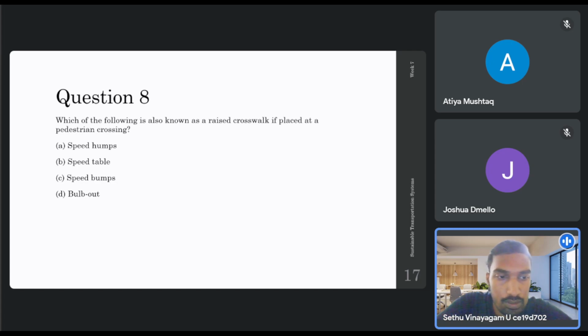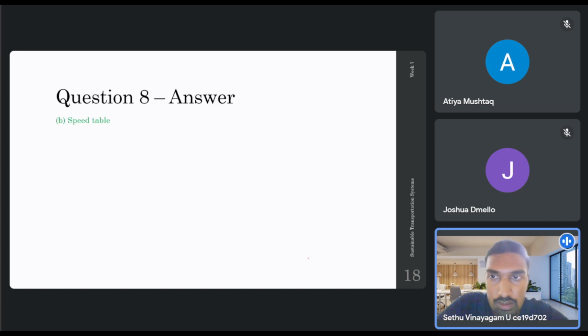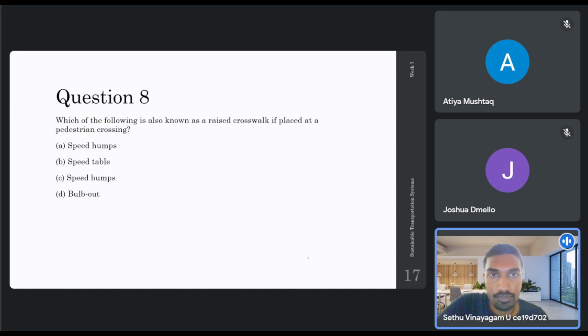Okay, so let's take a look at the answer. The right answer is option B. It is speed table. So we looked at how these come under the traffic calming measures. We looked at different categories even within that. One of them is vertical deflection. Then there are lateral shifts, narrowed roadways, and also reducing the cut through movements. So these were the different types under the traffic calming measures.